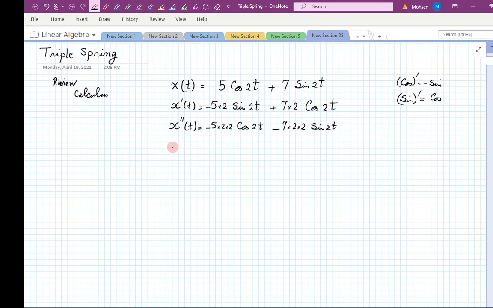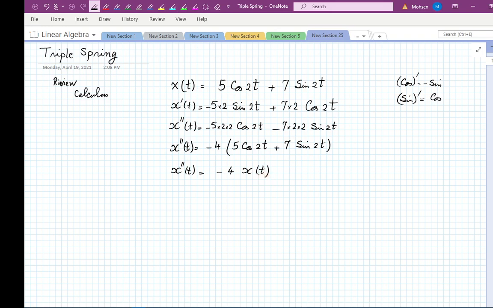If you look at this thing closely, we see x double prime of t. I can factor a minus 4 out of this. So 2 times 2 is 4. And then inside I'll have 5 cosine of 2t plus 7 sine of 2t. Well, this is exactly that. So what we see is an interesting property, that second derivative is a multiple of the original function, minus 4, and then this is just x of t.